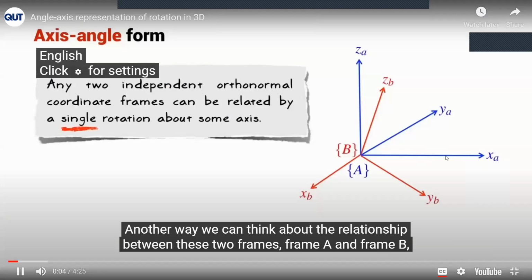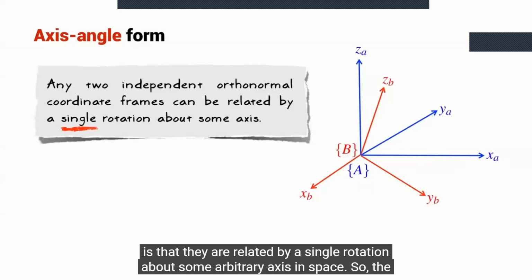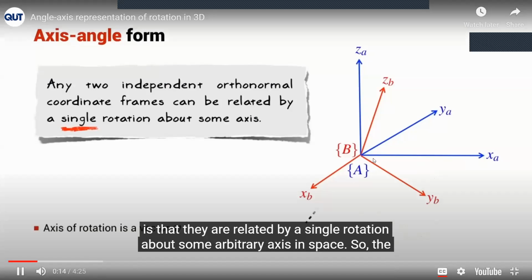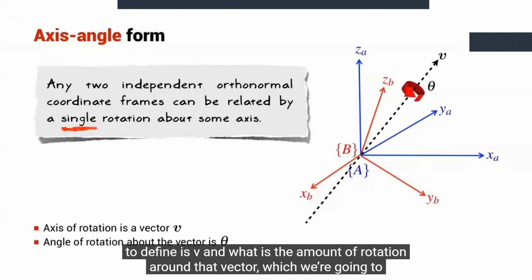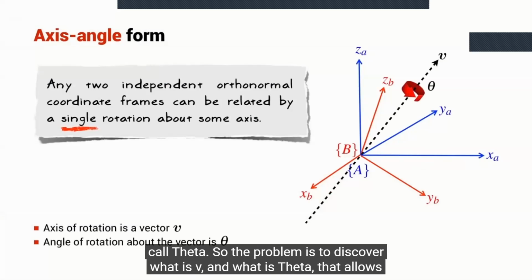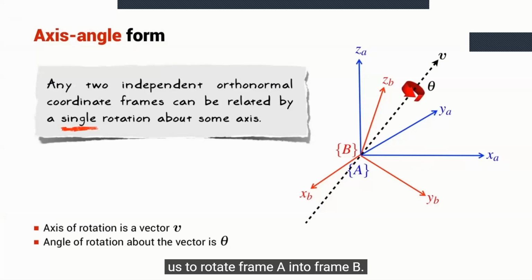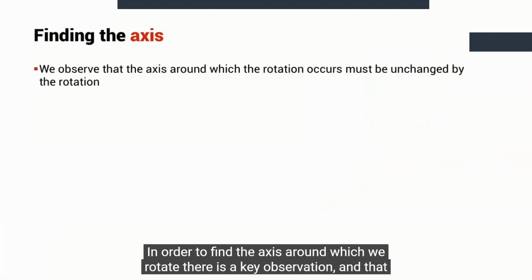Another way we can think about the relationship between these two frames, frame A and frame B, is that they are related by a single rotation about some arbitrary axis in space. So the challenge becomes then to determine what is this axis of rotation, the vector we're going to define as V, and what's the amount of rotation around that vector, which I'm going to call theta. So the problem is to discover what is V and what is theta that allows us to rotate frame A into frame B.